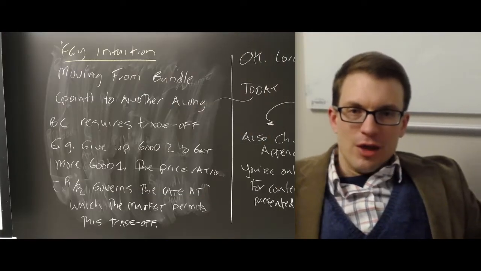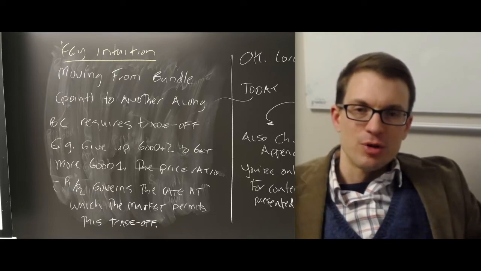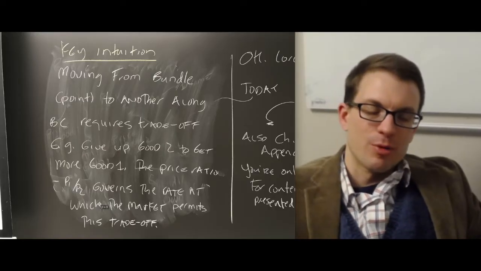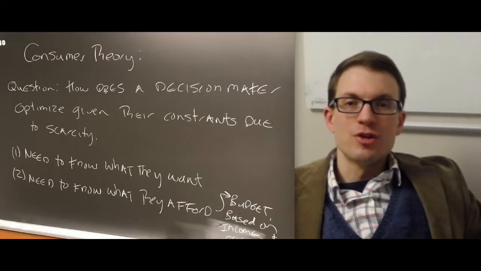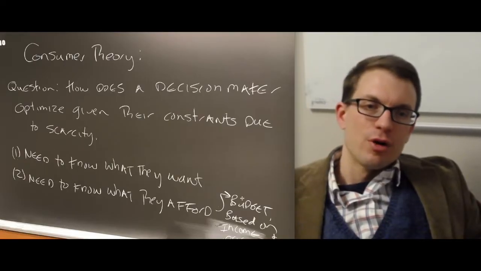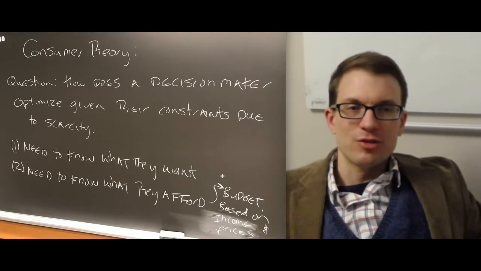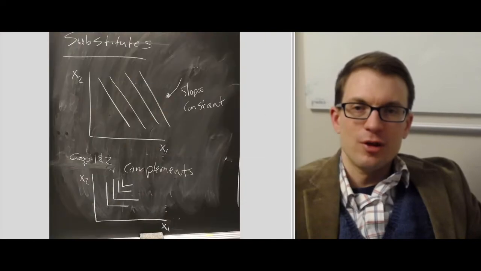So the key intuition: moving from one bundle to another bundle along the budget constraint requires a trade-off. You're giving up good 2 to get more of good 1. The price ratio, minus P1 over P2, governs the rate at which the market permits that trade-off. That's the key intuition for budget constraints. With consumer theory more generally, the question is, how does a decision maker optimize given their constraints due to scarcity? So we need to know what they want, that's preferences. We need to know what they can afford, that's based on income and prices, that's the budget constraint. That's what we're doing with consumer theory: bringing together these two parts to answer a question.